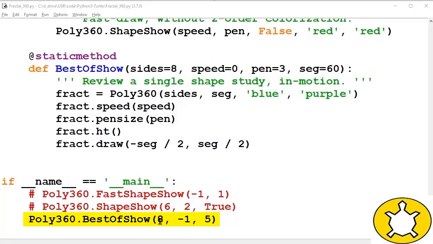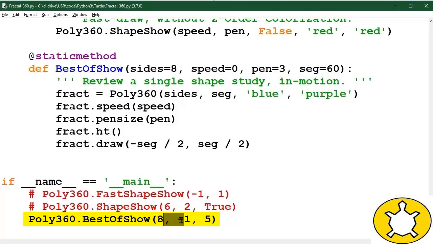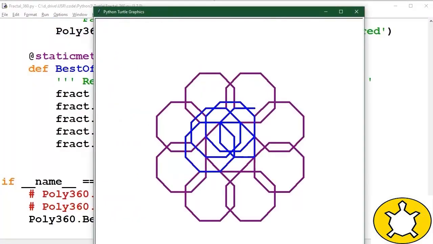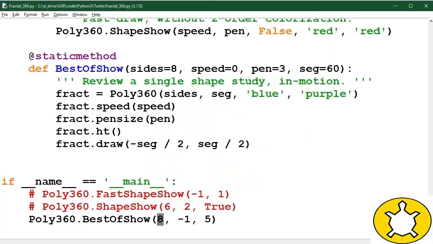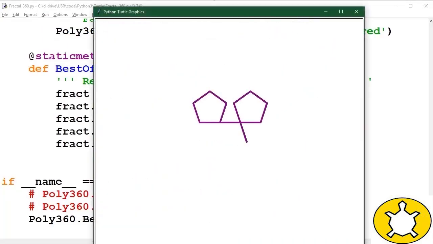Switching over to IDLE, we could take a look at the best of show, where we're going to have an 8-sided figure. We're going to draw as fast as possible, or less than or equal to 0, and we're going to have a pen size of 5, and taking the default length of each segment at 60, we see that by drawing, as we expect, one color first and the second color on top of that, our Z colorization strategy gives us a pretty nice picture of an 8-sided pattern. Because 5 was also something I liked, looking at the best of show, we see our pleasing pattern.